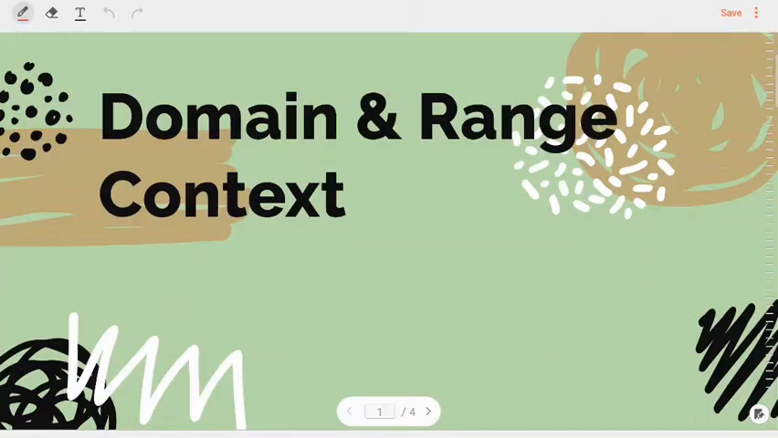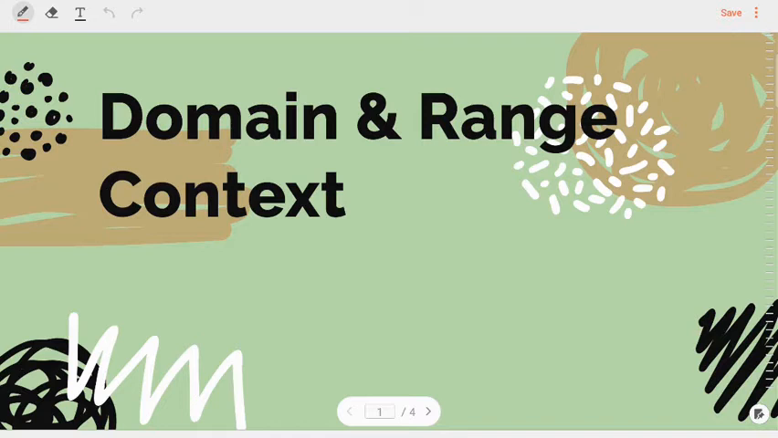Hi, in today's lesson we're going to be talking about how to find domain and range if we have context or some sort of story and not just a graph. So let's go ahead and get started. Just to quickly review, remember that domain stands for the x values and range stands for the y values.